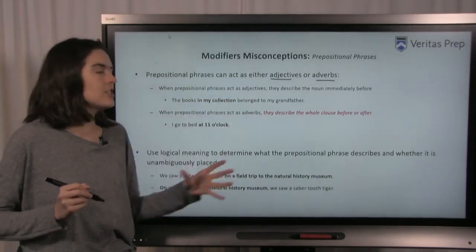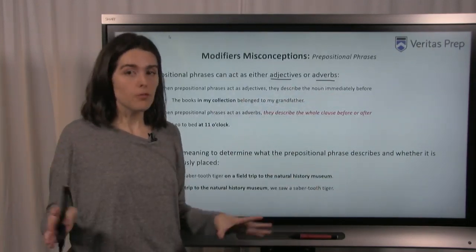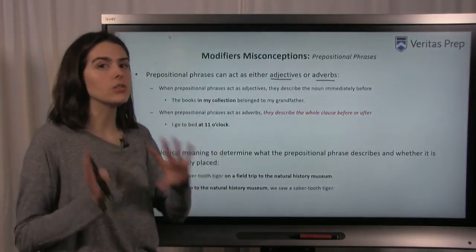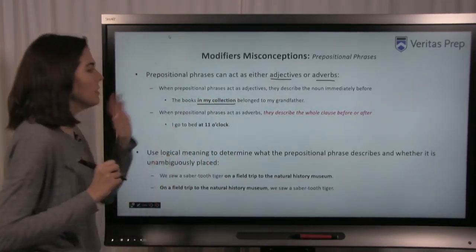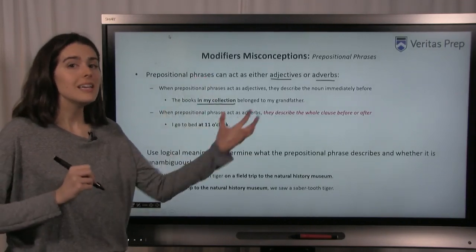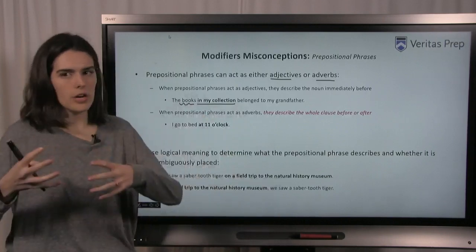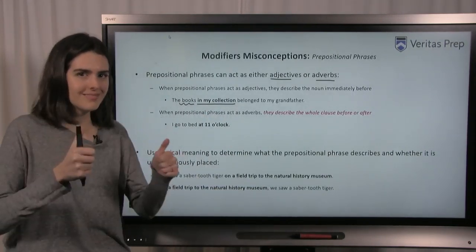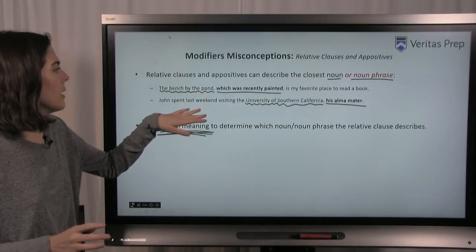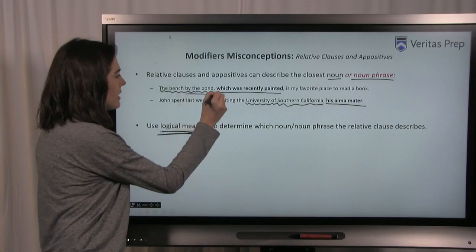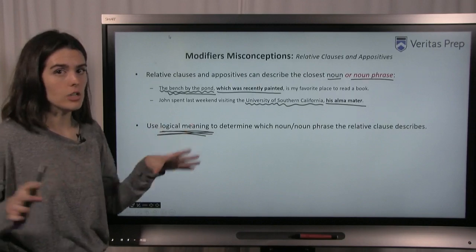Now, when they act as adjectives, so they are describing a noun, they're going to describe the noun immediately before, right? So they want to be as close as humanly possible. The books in my collection belong to my grandfather. So here, "in my collection" is describing books. That's where they are. They're in my collection. That makes sense. We saw that same kind of thing with bench by the pond. "By the pond" describes bench. It is the bench that is by the pond.